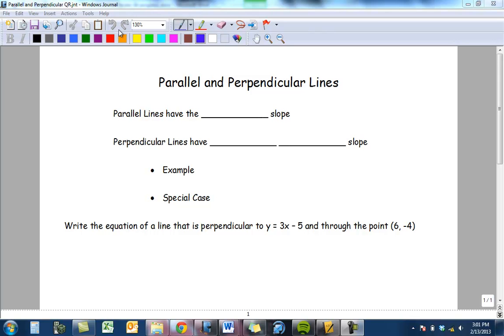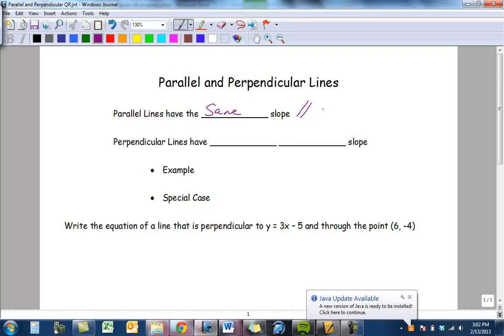Parallel and perpendicular lines. All right. Parallel lines have the same slope. Now, the symbol for parallel is like a giant slanty 11 because they look like parallel lines. Now, think about it. If one line is going up 2 and over 3, the other line's doing the same one, they'll never go up if they go up at the same rate. Parallel lines never touch because they have the same slope.